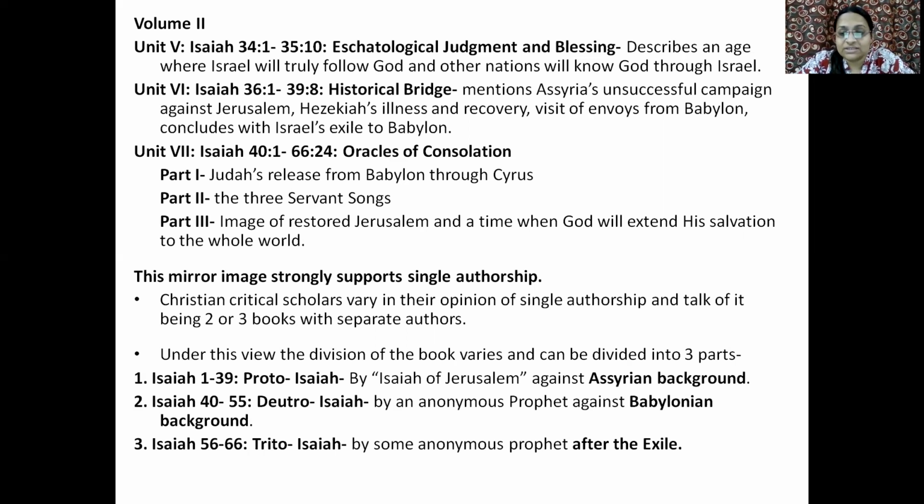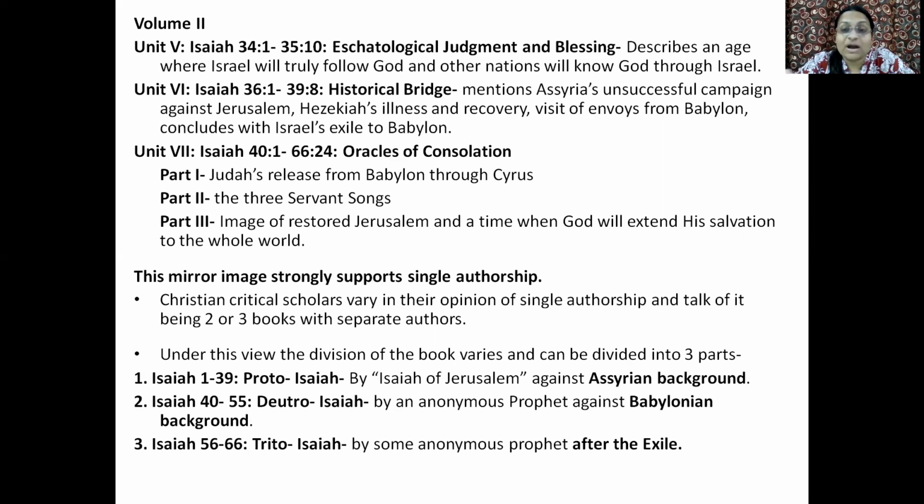Okay, so it is written in a political background which is Babylonian. So this background is different from the first part. Now we have the third part, that is Trito-Isaiah, which is chapters 56 to 66 of Isaiah, and here also it has been written by an anonymous prophet, whose name is not known, and this is about after the exile. So in this book we can see three periods.